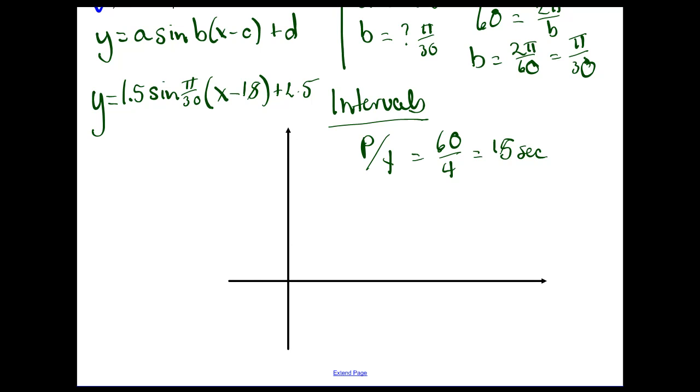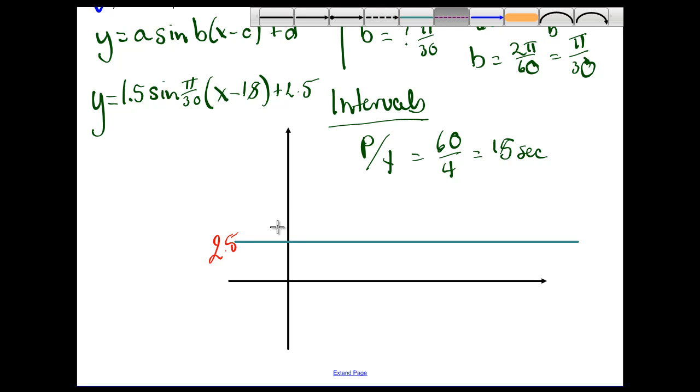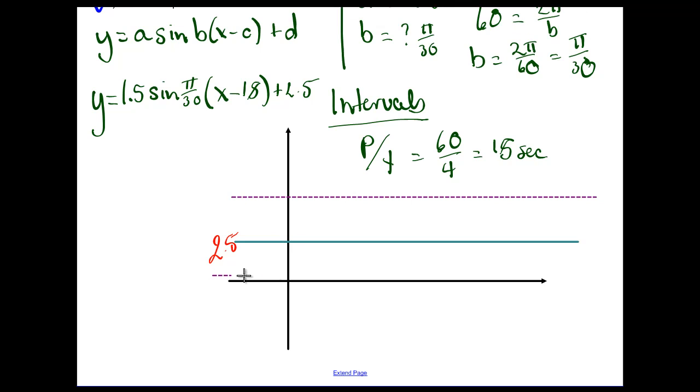So the first thing I do is draw my midline, which is going to be right here, and that's at 2.5. Then I'm going to draw some dotted lines that are up 1.5, so that's going to be at 4, and then down here just above at 1. You want to try and space these out so they look as equivalent as possible. So that's going to be at 4, and that's going to be at 1.